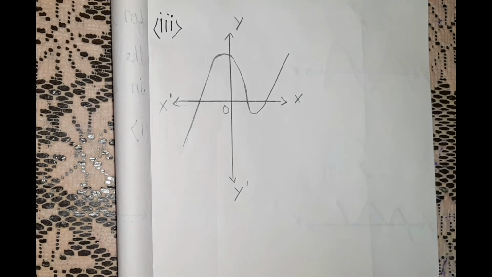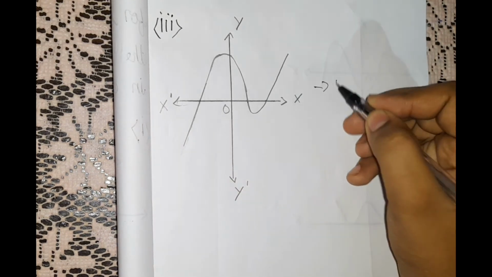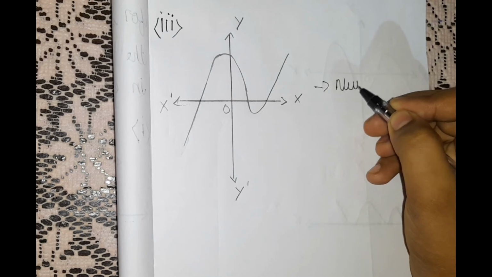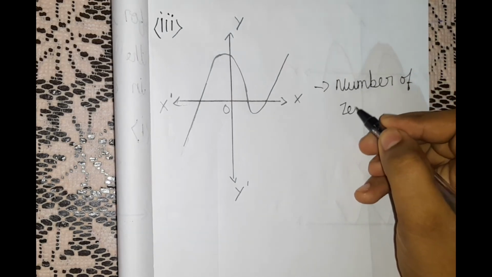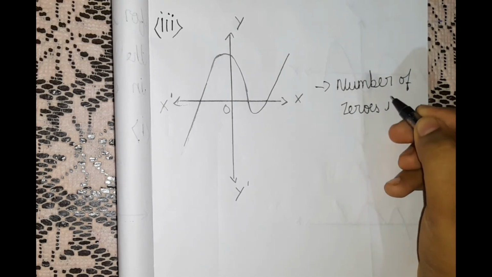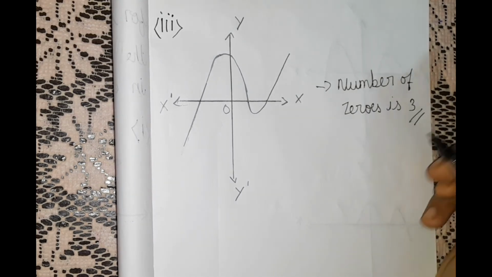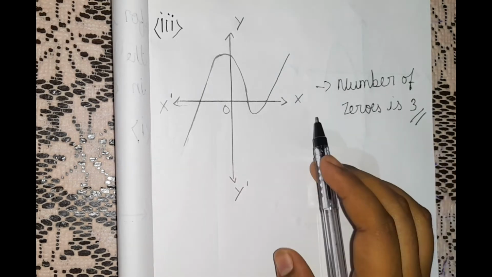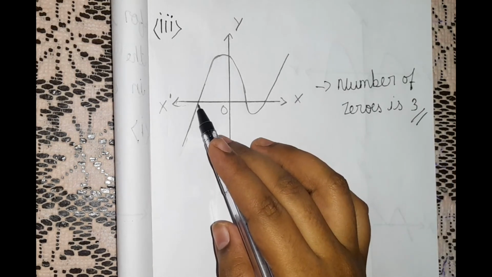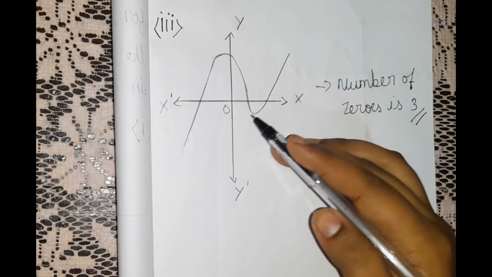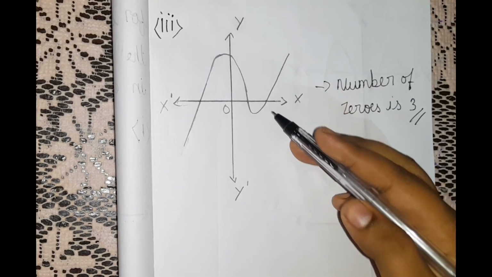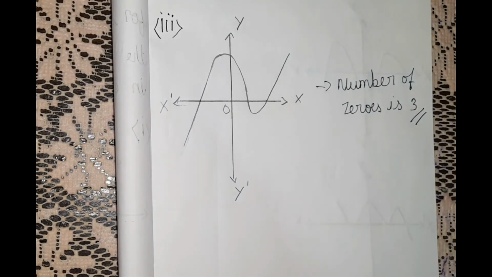Am I right? So we are going to be writing number of zeros is 3. Okay. So we wrote 3. Why? Because in this x-axis we have this one 1, 2, 3, which is just crossing this x-axis or it's touching the x-axis. That's why we wrote it. The number of zeros is 3.